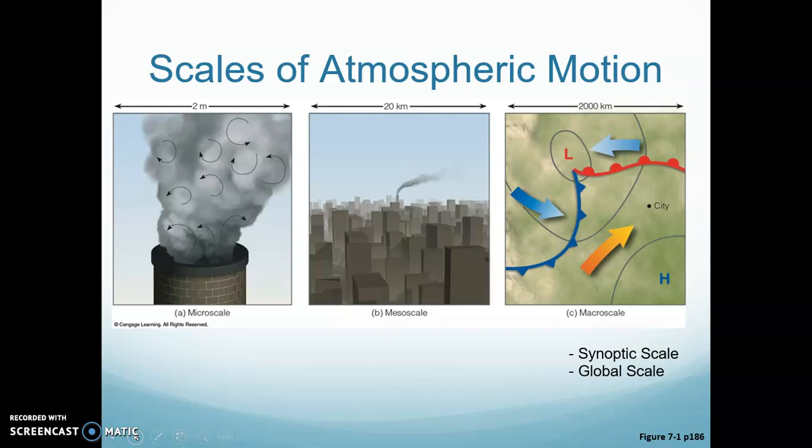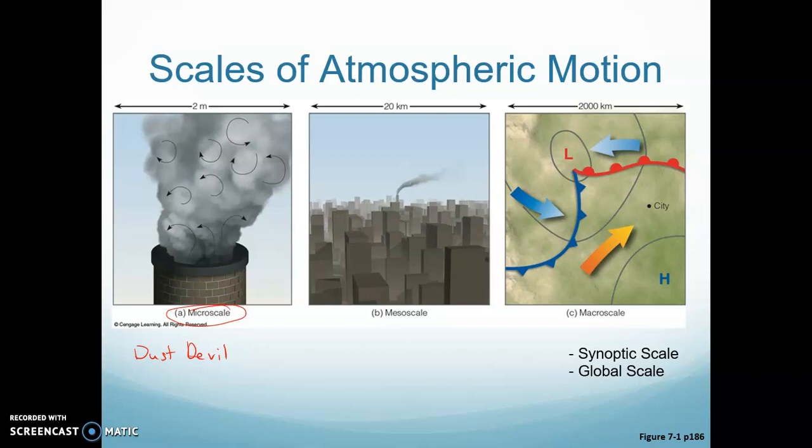This is called the microscale. With the microscale, we're talking about something very small, on the order of 2 meters or so. A good example of this would be something like a dust devil, or if you've ever walked around and seen a number of leaves that start to circle around, that would be a good example of a microscale.